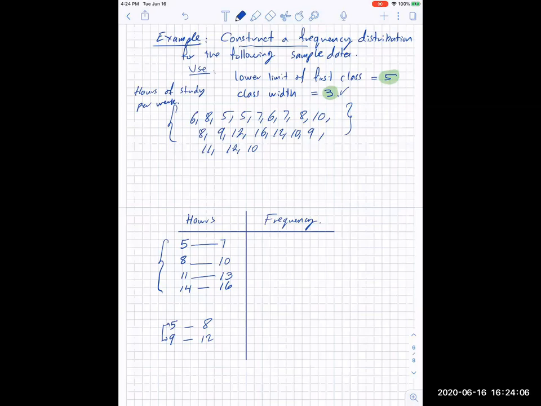The difference, which is the class width, is 4, which is not correct. We want the class width to be 3. So 5, and then the next lower limit is 8, the next lower limit is 11, 14, and so on.